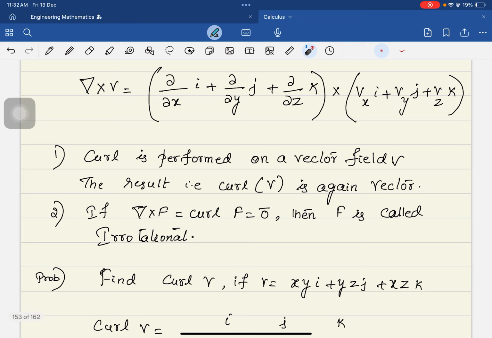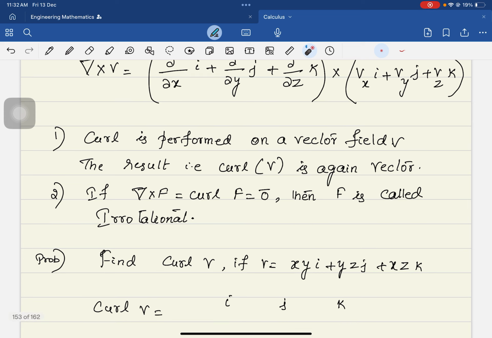Two points you have to note down. The curl is performed on a vector field V, and the resultant is again a vector. In the previous case, when we calculated the divergence of a vector field, the divergence is a scalar, whereas the curl of a vector field is again a vector. And one more important point: when the curl of f is equal to 0, then the function f is called irrotational. If the divergence of f is equal to 0, then f is called solenoidal.